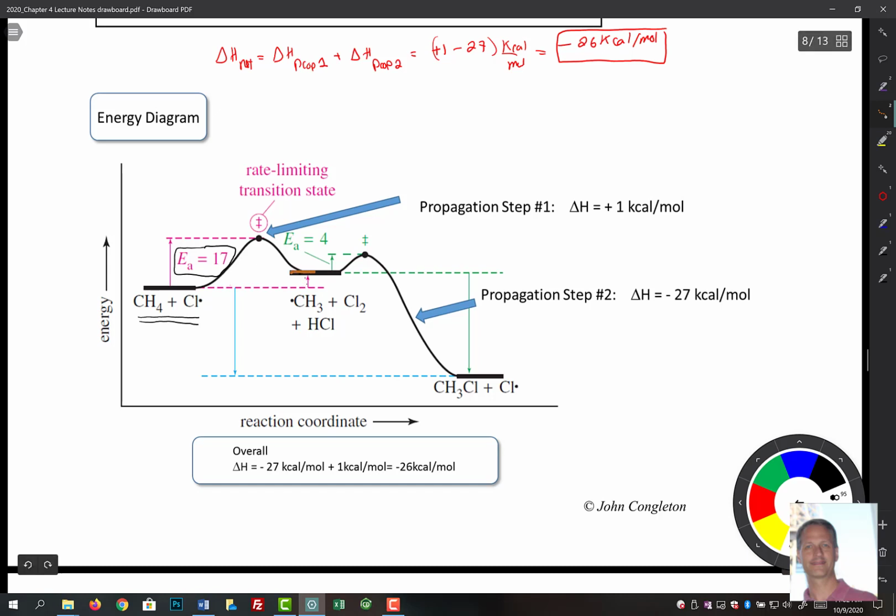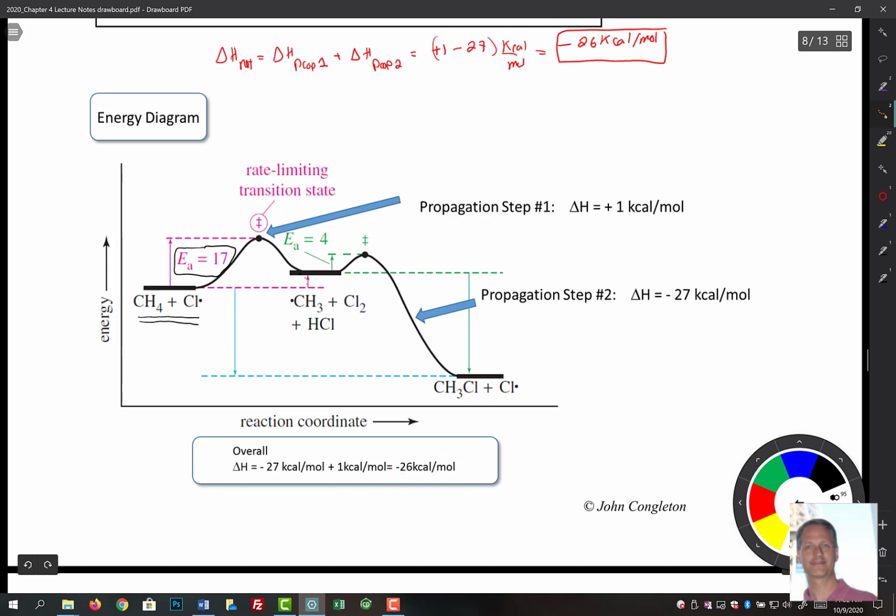And then propagation step number 2, we're starting here. Again, activation energy, we have to find that somewhere. But we come down here and we need to be lower by 27 kcals per mole. But we started off at a place that was higher by 1. And that's why our delta H overall is from here to here, right? That's the negative 26 kcals per mole.